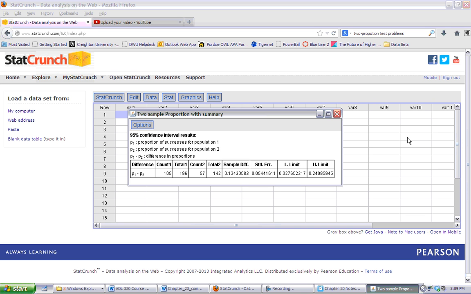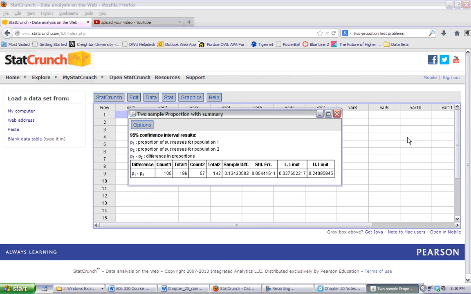You notice the lower limit is 0.0277 approximately. Our upper limit is 0.241 approximately. Basically, when you're looking at a confidence interval, when you're looking at a two proportion or a two sample test, that type of thing, you are looking at the difference between the two. So if you would take the first one that we entered, so the men's proportion, subtract the women's proportion, this is the difference between the two.